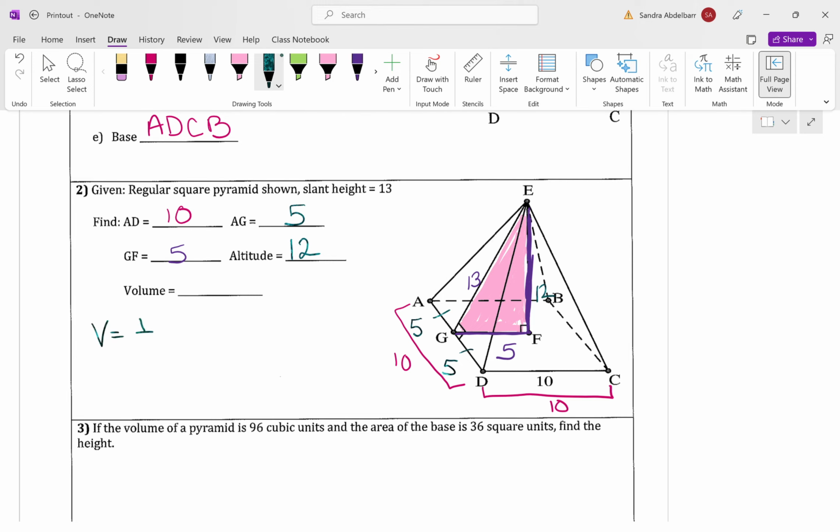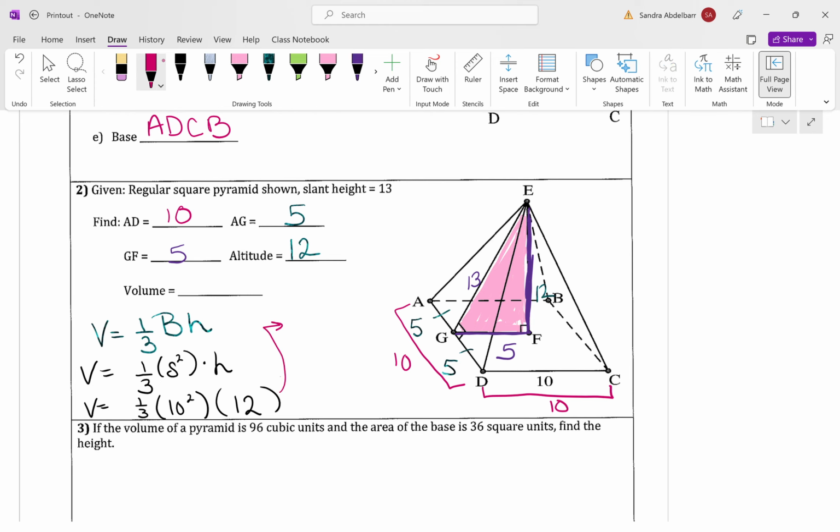All right, so now we want to find the volume. So the volume is going to be 1/3 area of the base times the height. So we are 1/3 side squared times the height of the whole pyramid. Well, the side of the base is 10, so we are 10 squared. What's the height of the whole pyramid? Is it 12 or is it 13? The height of the whole pyramid, 12 or 13? 12. It's the altitude of the whole pyramid.